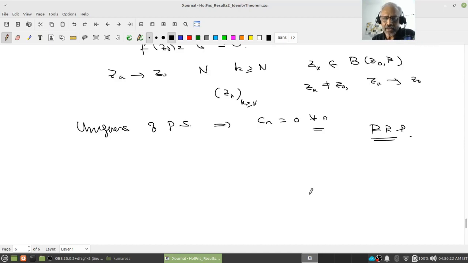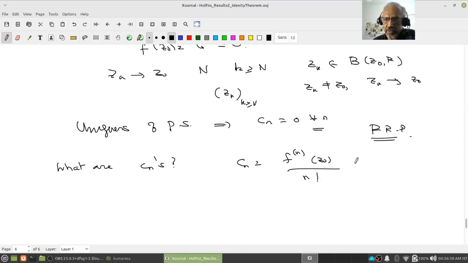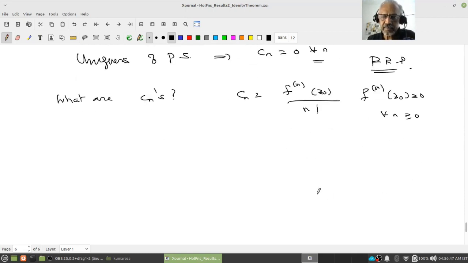Yeah, but what are the cn's? Because that is very important for our learning. We know that cn's are nothing other than the nth derivative at z0 divided by n factorial. Therefore, it simply says the nth derivative of f at z0 is 0 for all n. Yeah, right. So this is going to give us a way of attack.